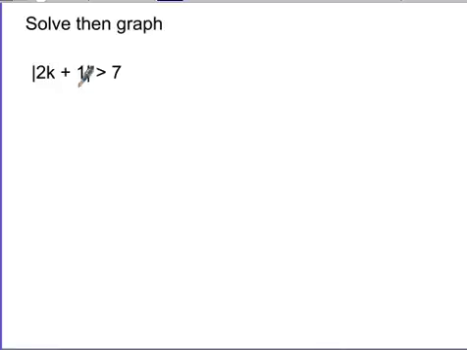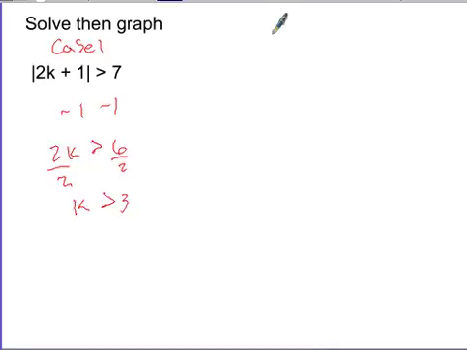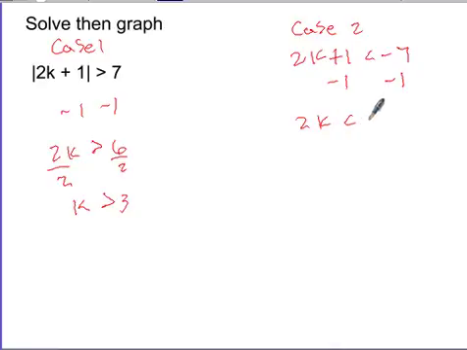2k plus 1 is greater than 7. So we've got case 1. So case 1 we'll just do right here. Case 1, add 1 to both sides. Or no, sorry, subtract 1 from both sides. So 2k is greater than 6. So k is greater than 3. Case 2, 2k plus 1 is less than negative 7. Subtract 1. 2k is less than negative 8. So k is less than negative 4.